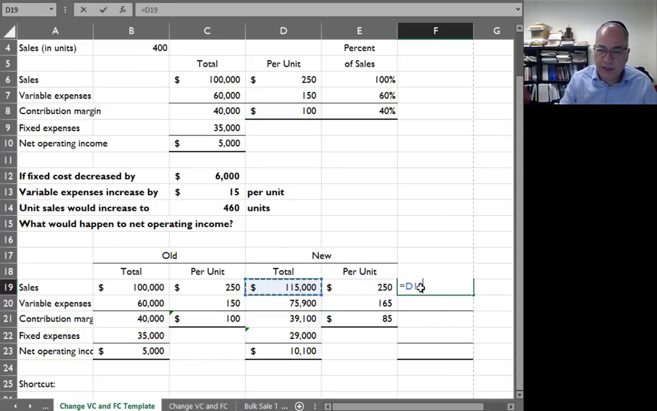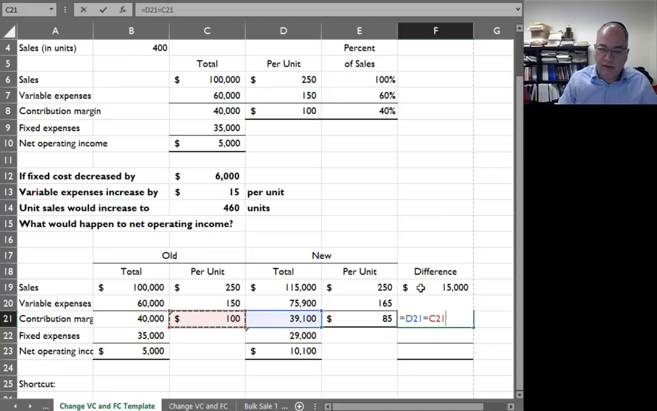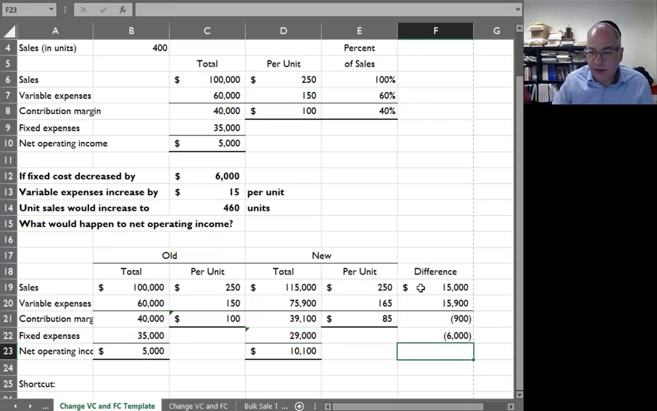And let's look at these differences again. It would be 115 minus 100, an increase in sales of $15,000, and an increase in variable costs of $15,900. So a decrease in contribution margin of $900. Your fixed costs would decrease by $6,000, giving you an increase in net operating income of $5,100.